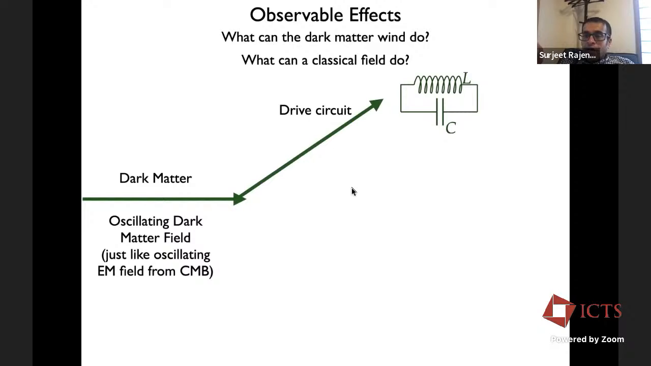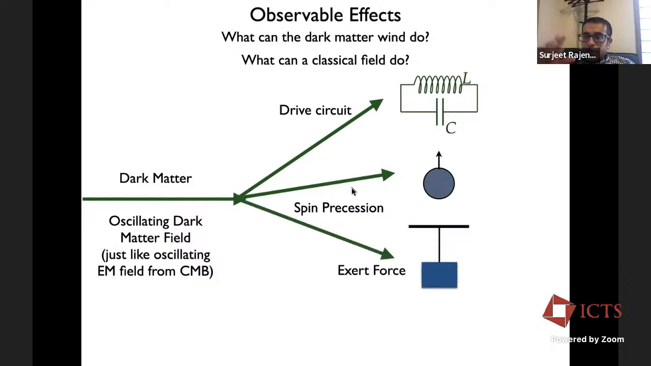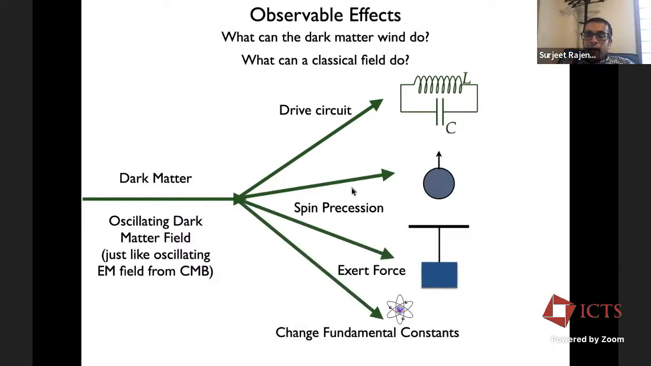It can go and drive currents in some kind of a circuit. It can cause some spin to rotate. It can exert a force on standard model particles, and it can change the values of fundamental constants. These are pretty much the dominant ways in which a classical field is able to affect standard model particles. Now, the key point is that if it's, say, one of the first two things, say the dark matter comes in and drives a small current, it will create a small magnetic field, and I can detect that magnetic field with a very precise magnetometer, like a SQUID or atomic magnetometer.